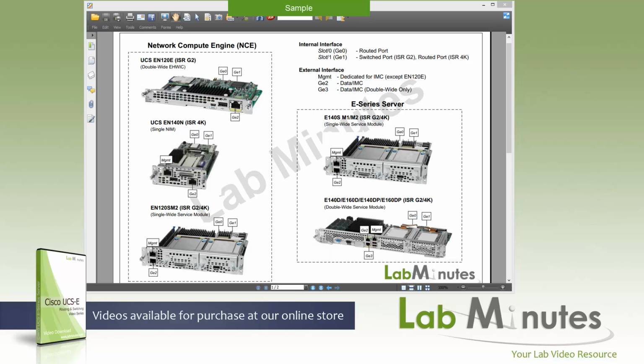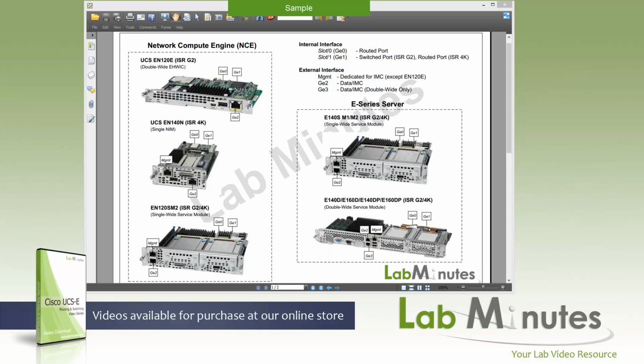UCS-E's unique characteristic lies in its small form factor, and it's been designed to fit inside an ISR G2 or 4K router, which makes it ideal for a deployment that requires a small installation footprint. And this is, for example, like at the branch sites. Since UCS-E usually has lower computing resources than other UCS servers, it is only good for running a handful of applications, but nevertheless, depending on the application resource requirements that you have, it can still meet your server needs for the site.